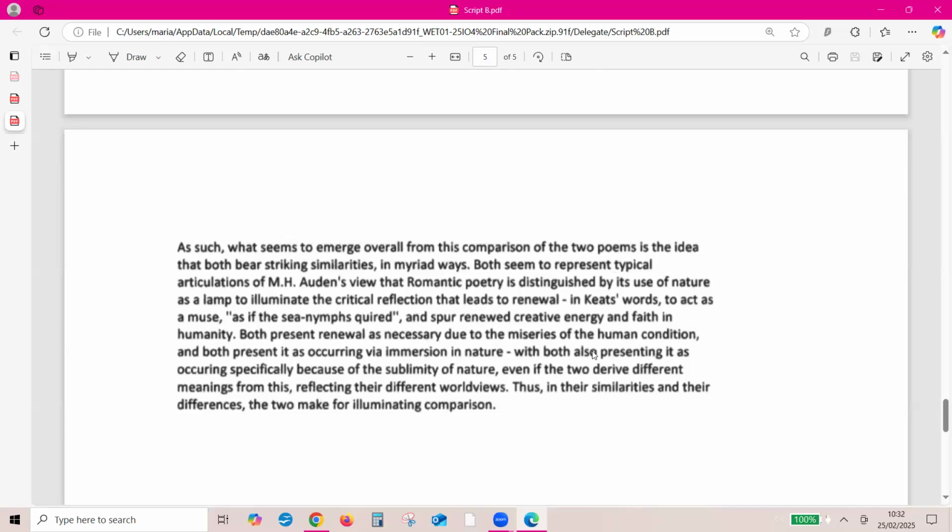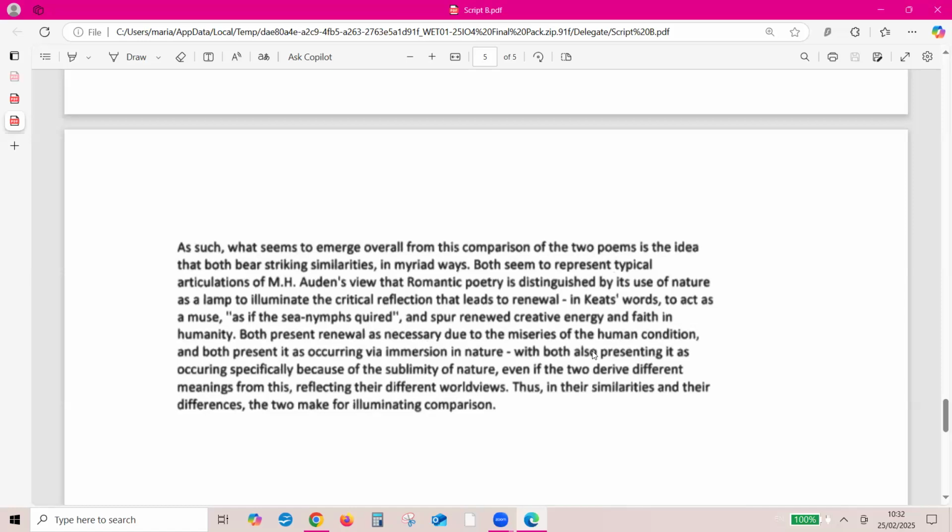Both represent typical articulations of M.H. Abrams's view that romantic poetry is distinguished by the use of nature as a lamp to illuminate critical reflection that leads to renewal. In Keats's words, to act as a muse, as if sea nymphs squired, and spur renewed creative energy and faith in humanity.